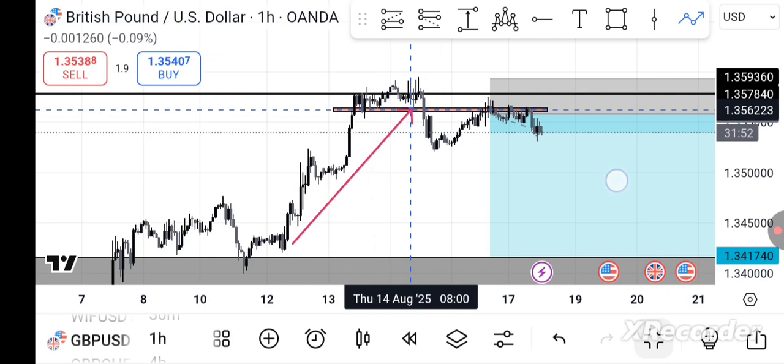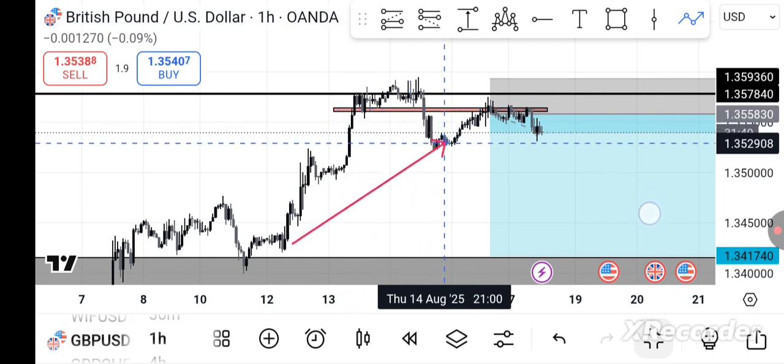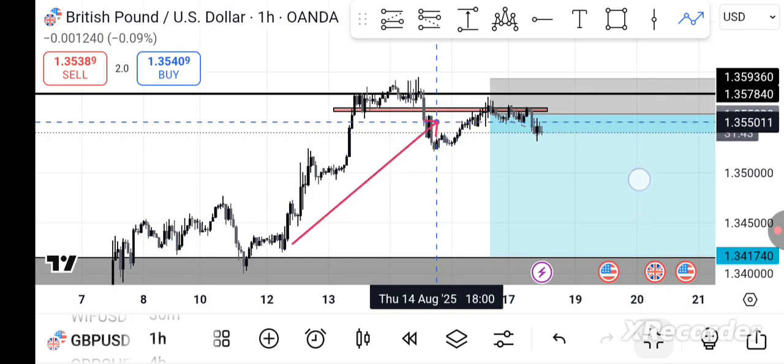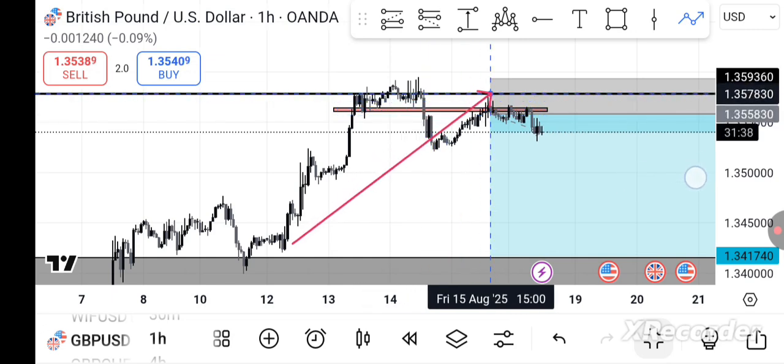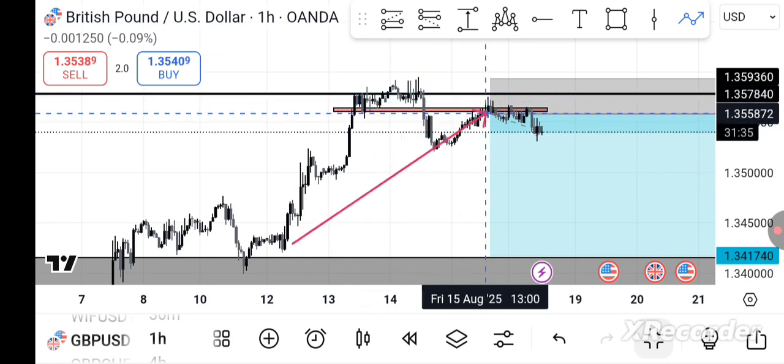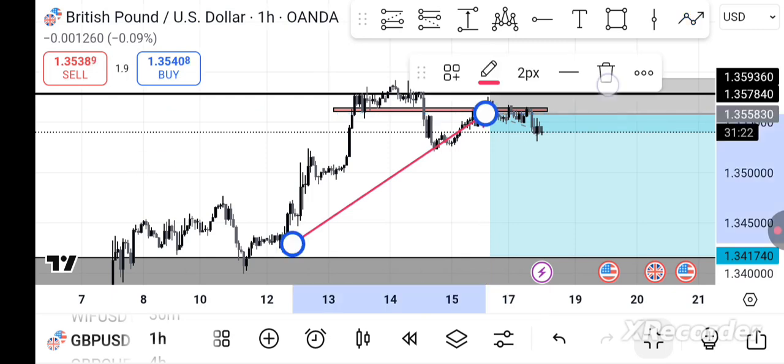So what did I do? I waited for the market to retest that minor level here. When it retested the minor level that I'm showing you, the next thing I did was look for my entry signal, which is what? A bearish engulfing. So I look for my entry signal, which is a bearish engulfing.